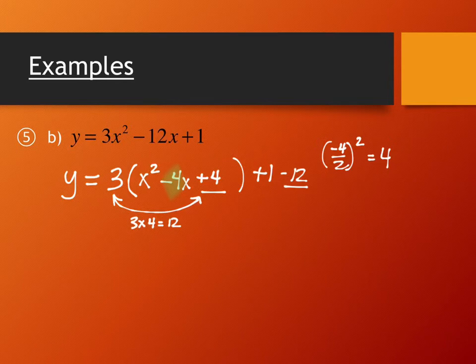That's different. I didn't have to do that before. The rest of it works out very much the same way. 1 minus 12 is -11. I do my factoring the same way. The square root of x squared is x. The square root of 4 is 2. The sign between is a negative, and it looks like this.